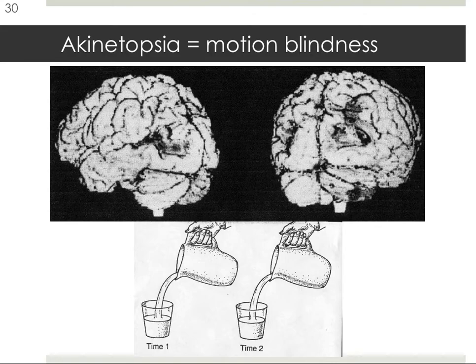So instead of, for example, in this example of a person pouring water, instead of seeing a smooth integrated movement of water pouring and then the glass filling up, they're just seeing the water in the glass and then too much water in the glass. Right? So that can make interacting with the world quite difficult. So akinetopsia is motion blindness.